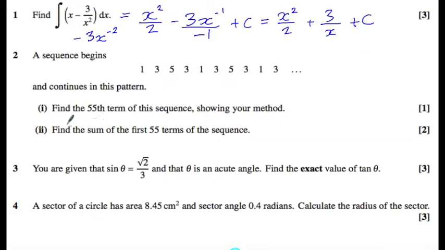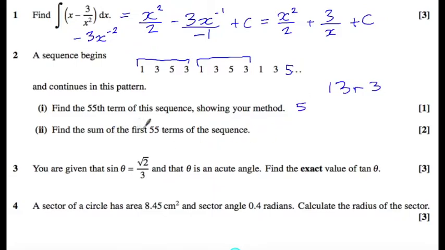Right, the next one. A sequence begins 1 3 5 3 1 3 5 3 and continues in this pattern. Find the 55th term of this sequence, showing your method. Well, the way I think about this is we can see it's a periodic sequence, so it repeats every 4. So what's the remainder when we do 55 divided by 4? Well, that would be 13 remainder 3. So in other words, we'll have 13 lots of 1 3 5 3, and then the third term after that will be the 55th term. So I reckon it'll be 5.